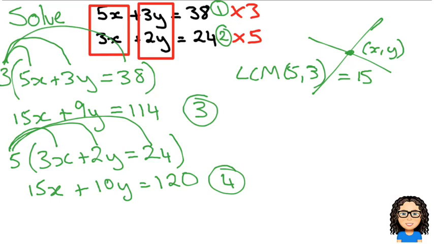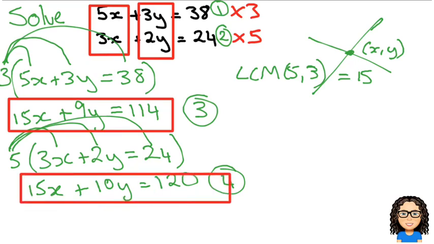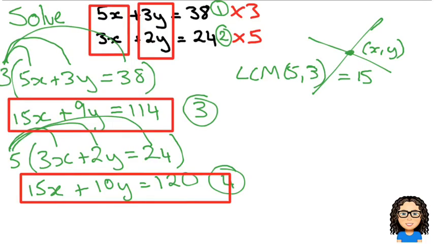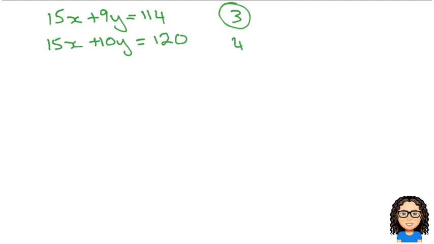So what I've now got is two new equations. And these two new equations now have the same coefficient of x, meaning I can use the elimination method now. So I'm just going to go on a new slide and write those equations down again. So we've got 15x plus 9y equals 114. That was equation number 3. And we've got 15x plus 10y equals 120. That was equation number 4.